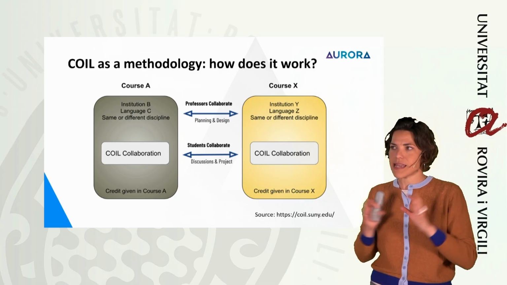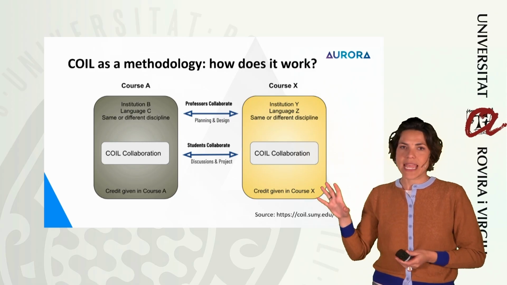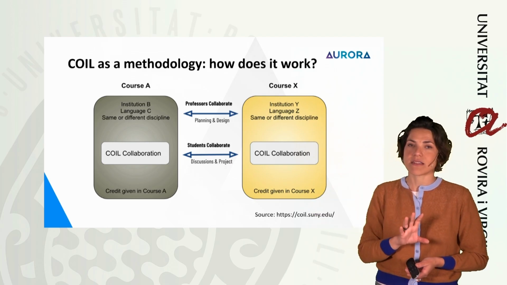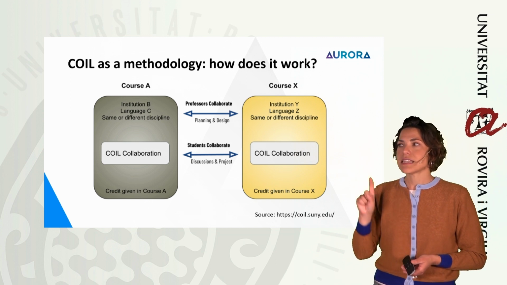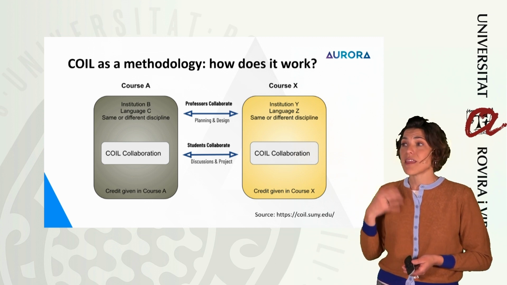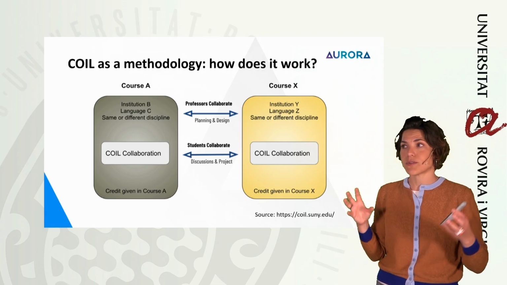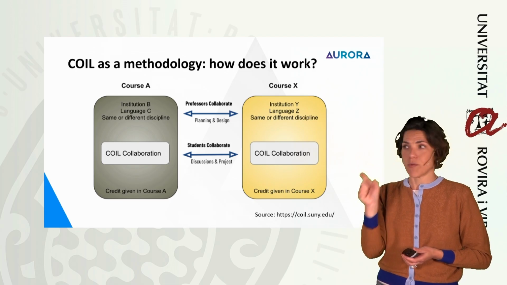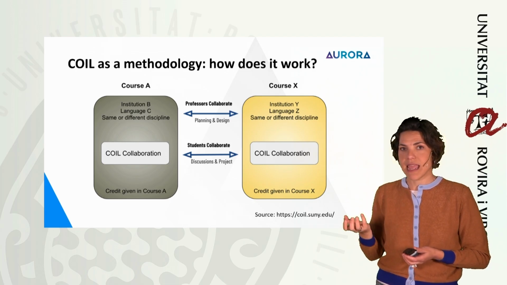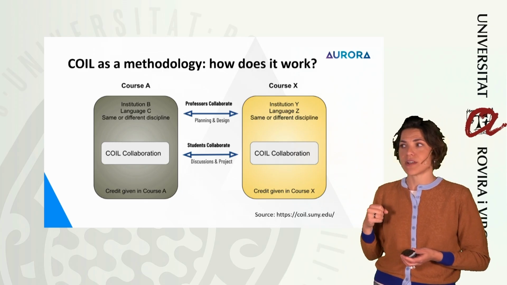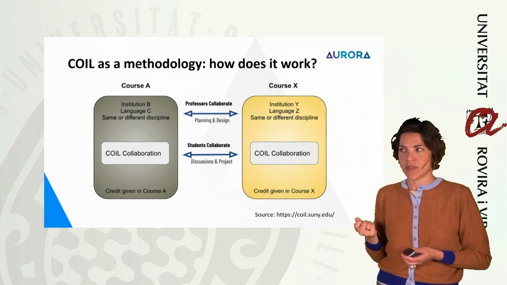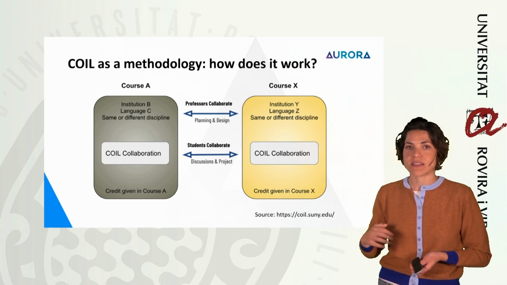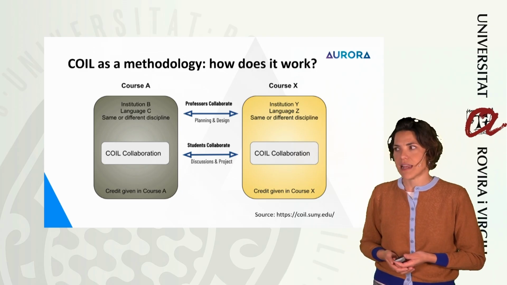This is a very clear graphic. We have a course A in one country, in one institution, and a course X, let's say, in another institution, in another country. These might have different languages, and they can even have different disciplines. So these two courses come together, and in the first phase, we have the professors collaborating to plan and design what their students will later work on collaboratively. So in the first phase, we see teachers collaborating and then students developing what their teachers designed.